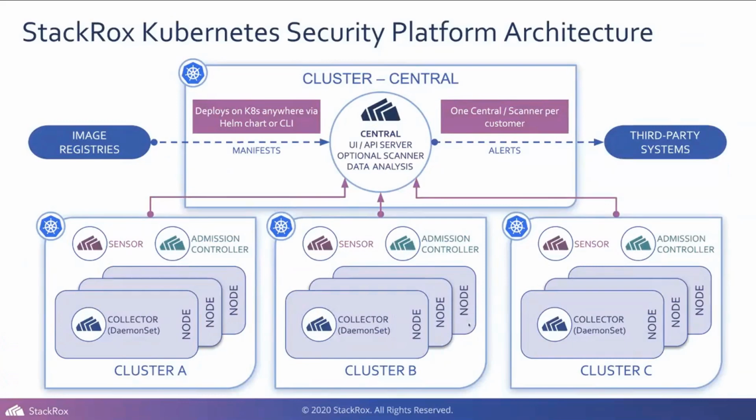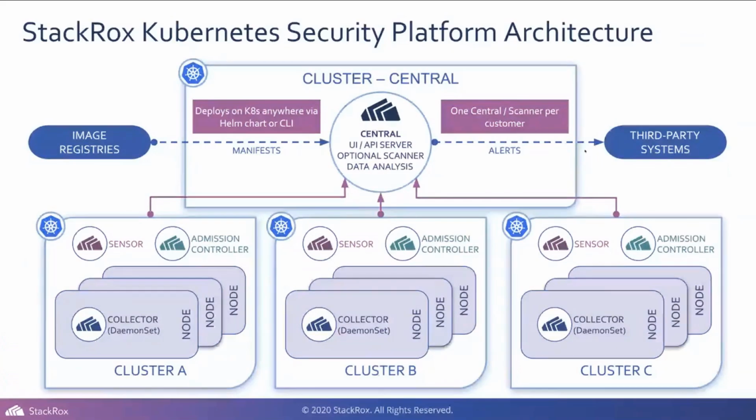So StackRox Central is one per customer. StackRox Central is really the brains. It's the UI, it's the API server, it's where the scanning happens and the data analytics and analysis happen. This is also where all the third-party tools and other technologies and solutions integrate with StackRox. So this is where we can output alerts or basically do webhook integrations.